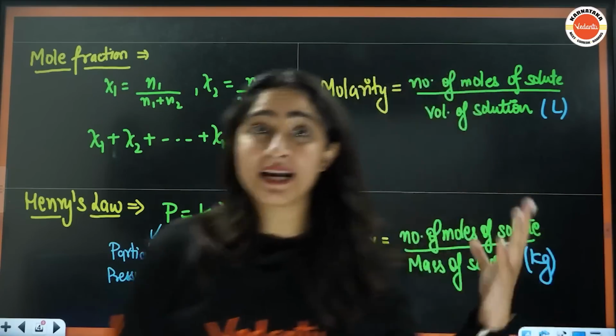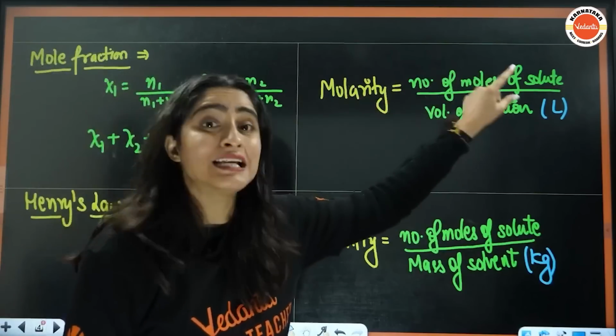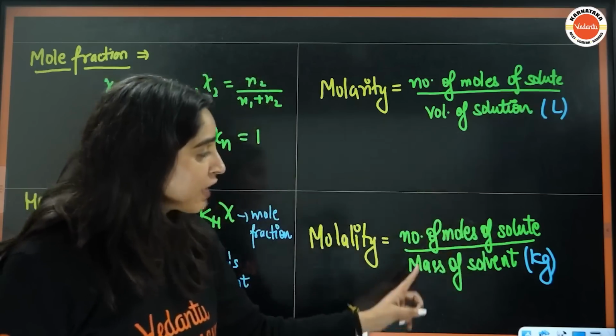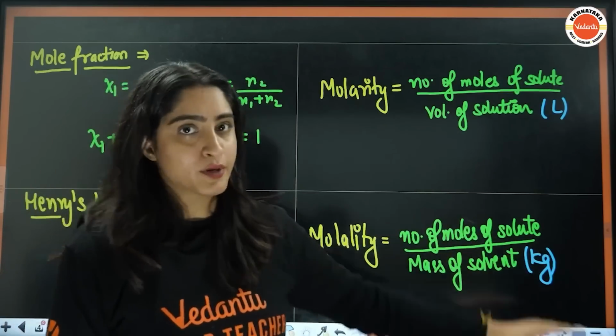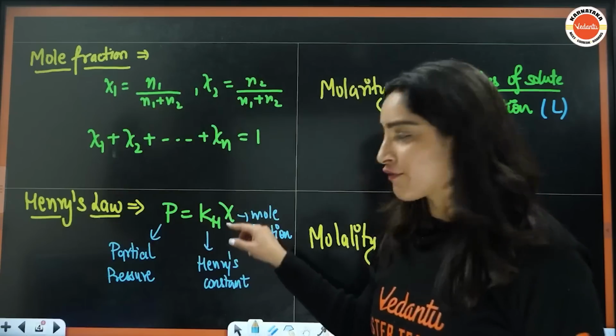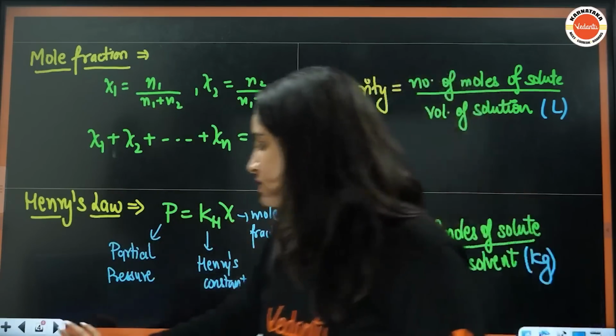Next we have molarity, that is the number of moles of solute divided by the volume of solution, in liters. Here units are very important. Molality is moles of solute divided by the mass of solvent, in kilograms. Next we have Henry's law, where P equals KH times the mole fraction, where P is the partial pressure and KH is Henry's constant.